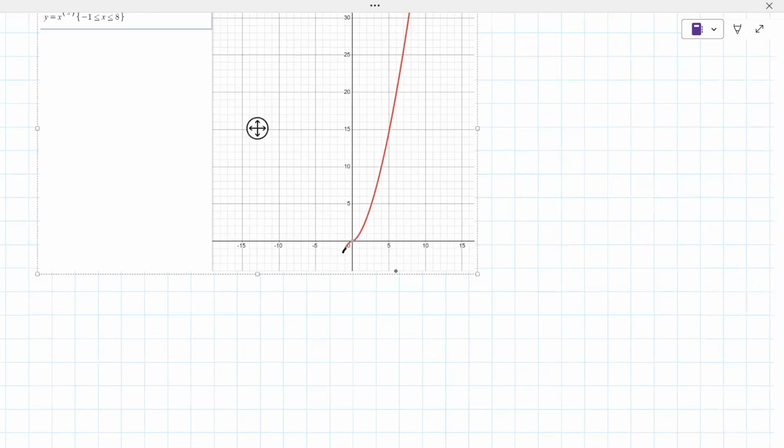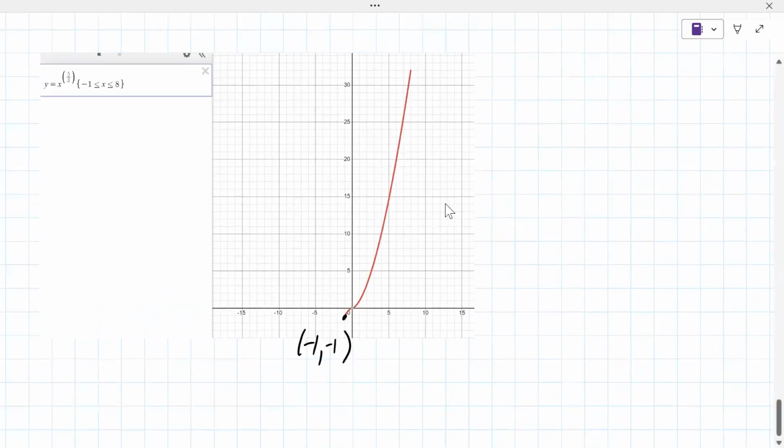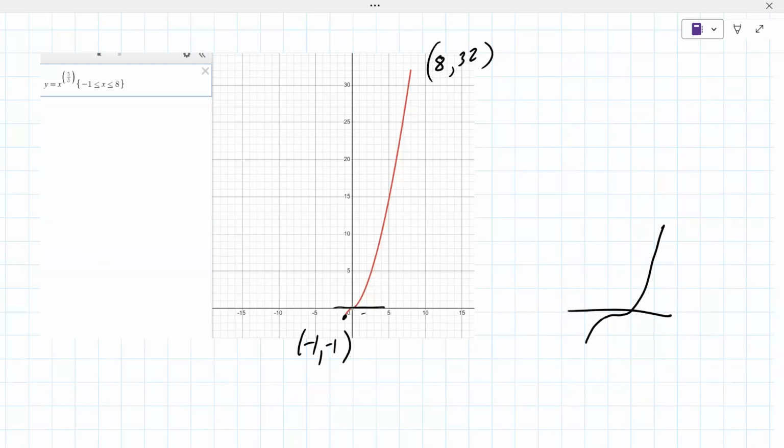The lower endpoint here is -1, -1. And then this one over here is 8, 32. If you were to do this by hand, I don't know if you can see that there actually is a horizontal tangent right there. The graph kind of comes up and then does that, which is hard to see, but it is there if you zoom in. But that's good.